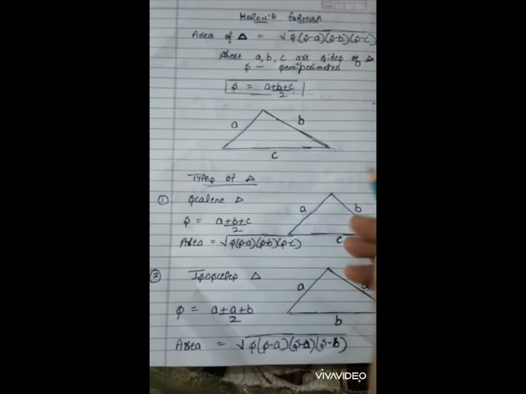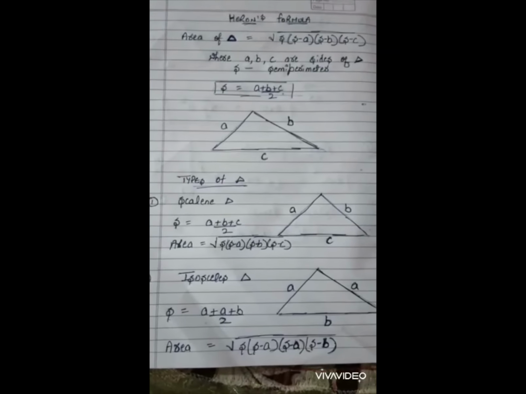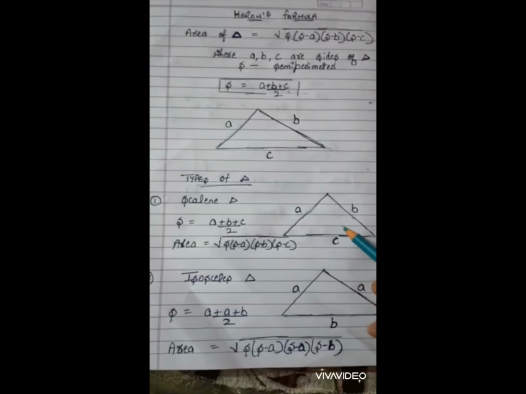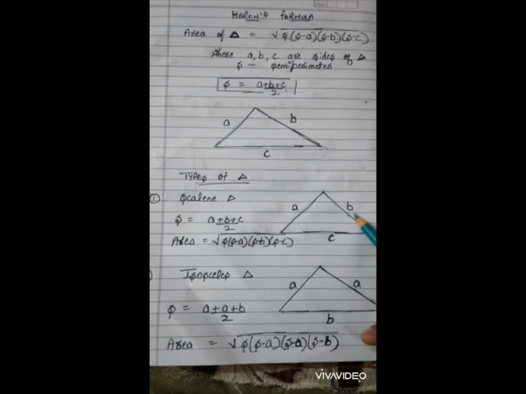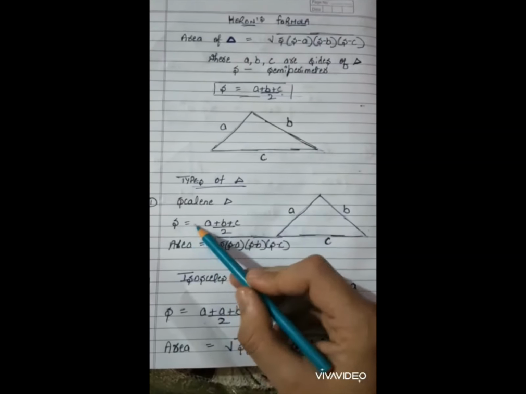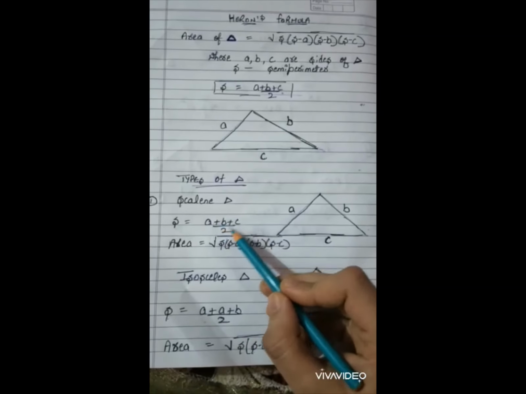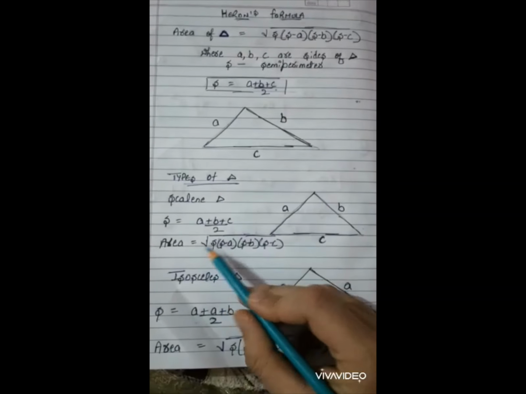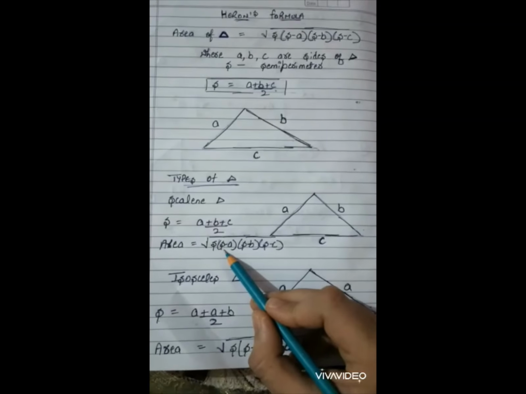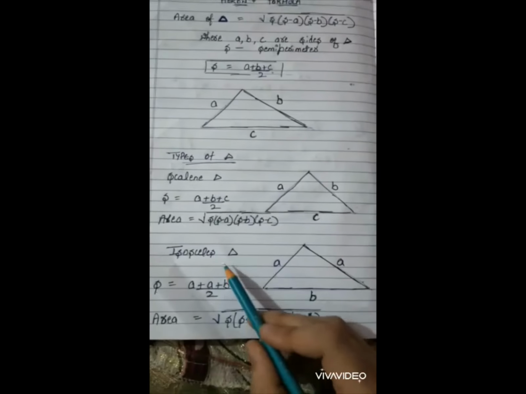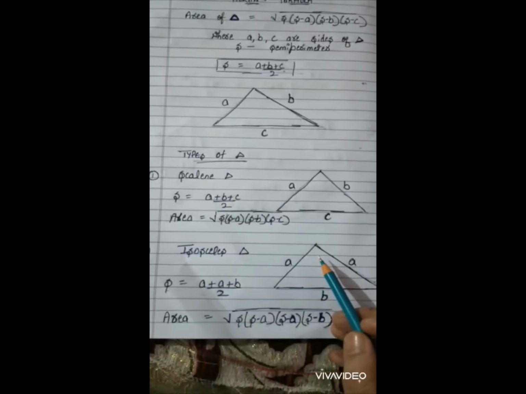First, scalene triangle. A scalene triangle is a triangle in which all sides are unequal. Let's suppose a triangle having sides a, b, c. Then the semi-perimeter will be (a plus b plus c) by 2. So according to Heron's formula, the area will be root under s into (s minus a), (s minus b), (s minus c).